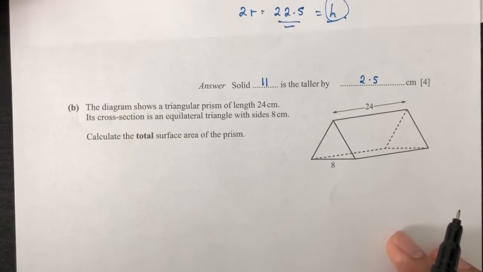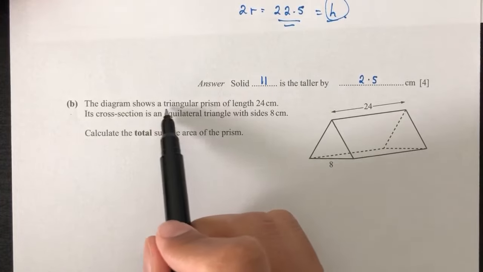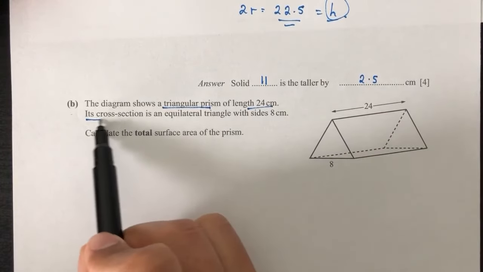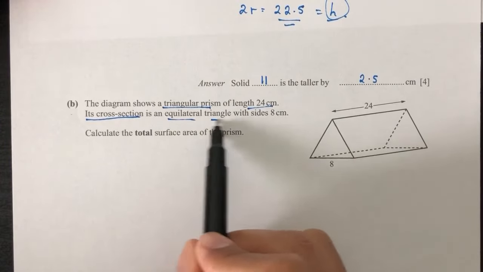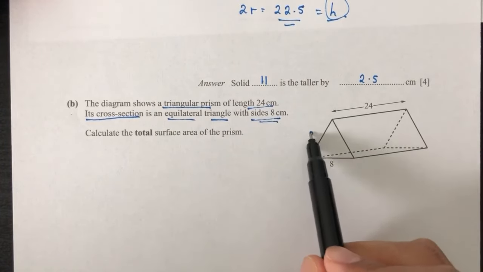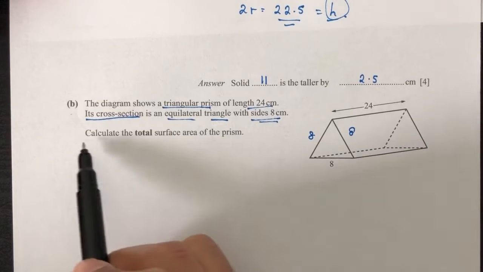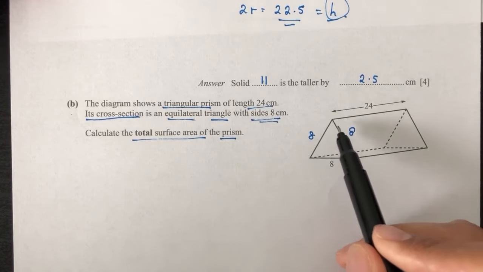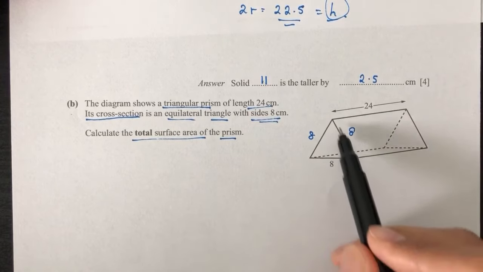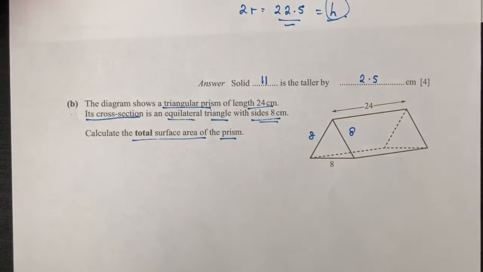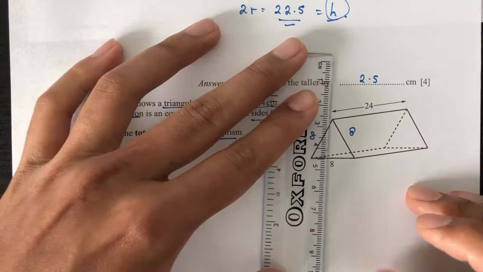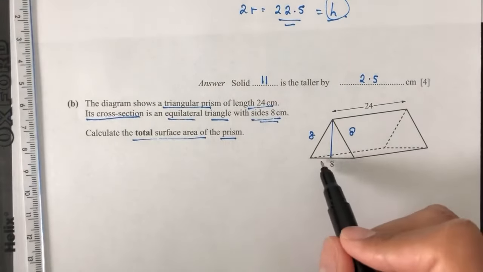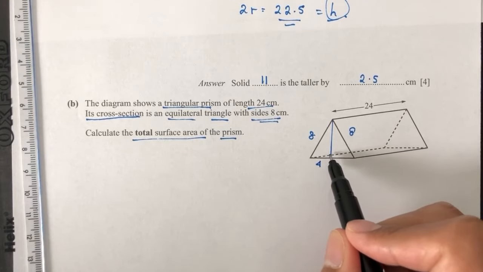Now for part B, the diagram shows a triangular prism of length 24. The length is 24. Its cross-section is an equilateral triangle with sides of 8. So this is 8 and 8. Calculate the total surface area of the prism. So pretty easy. We first have to find the area of this side. So how do you find this area? So let's find the height. So this will be 4 here. And what is this side?